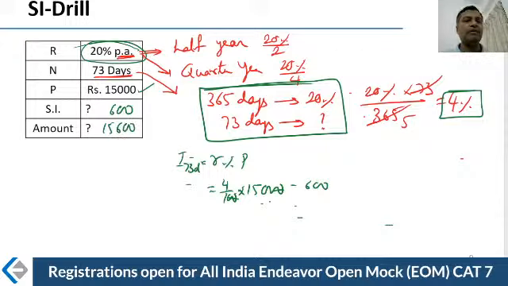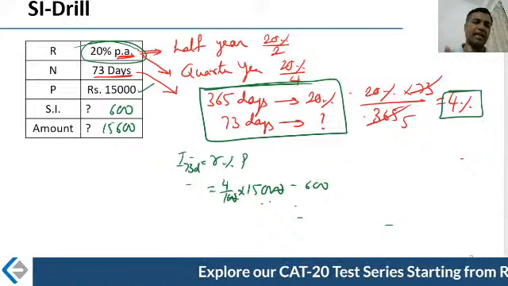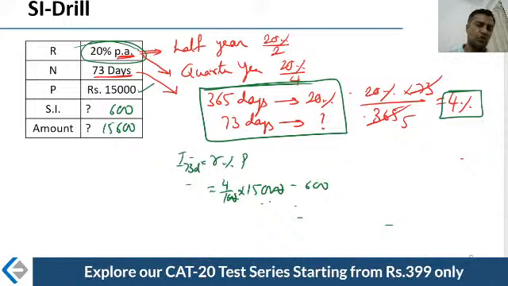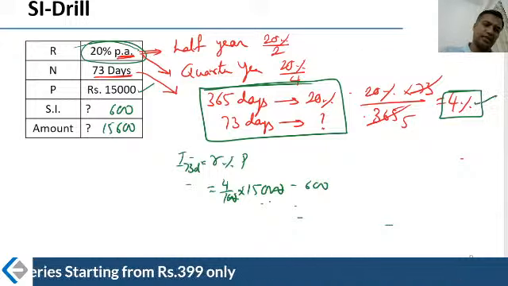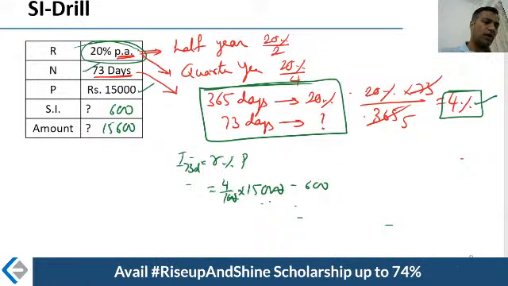Let's be mindful. Sometimes they may ask us to calculate for a half year, a quarter year, or several days. It does not matter. Find out the actual rate of interest for those many days. Can I do this directly? Of course. Can I incorporate this 4% directly here? You can incorporate it. If you know that 73 days is 1/5 of the year, calculate for 1/5 of the year.